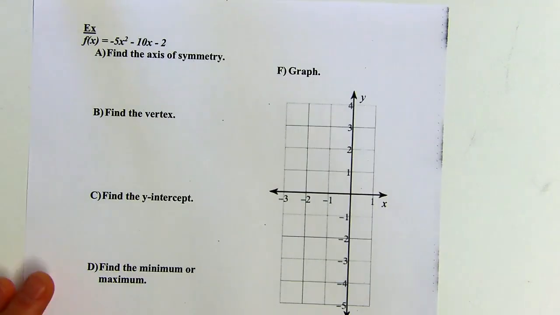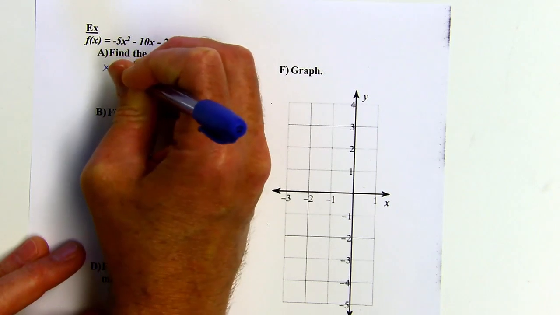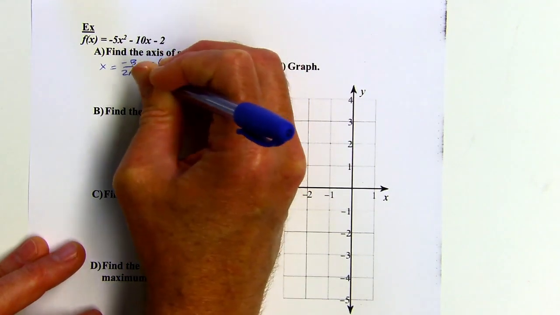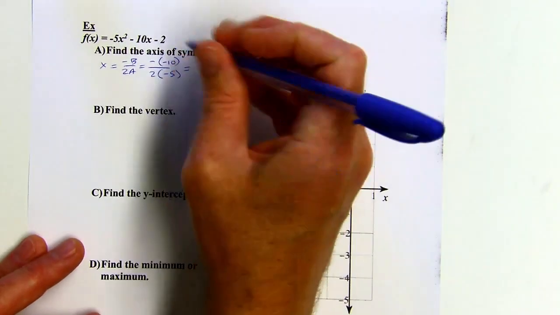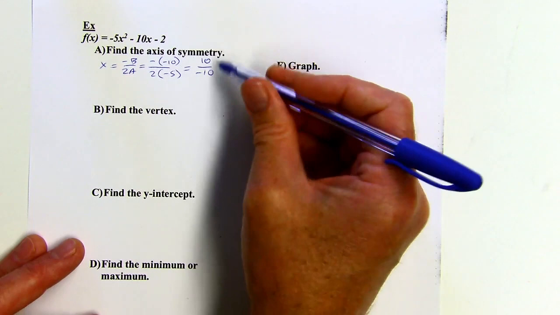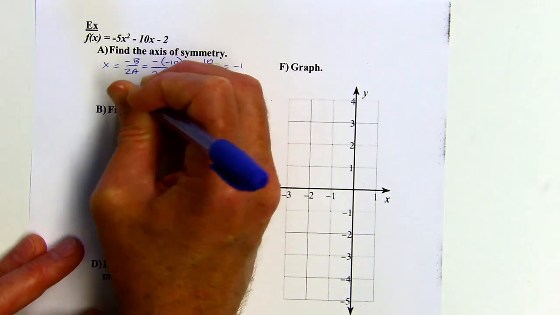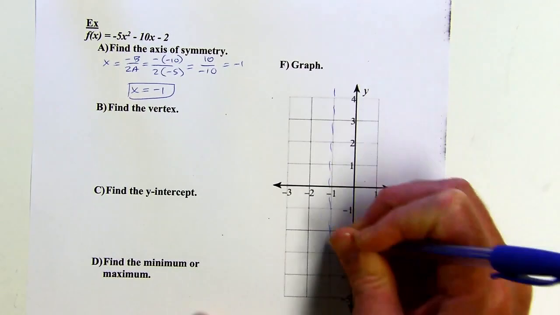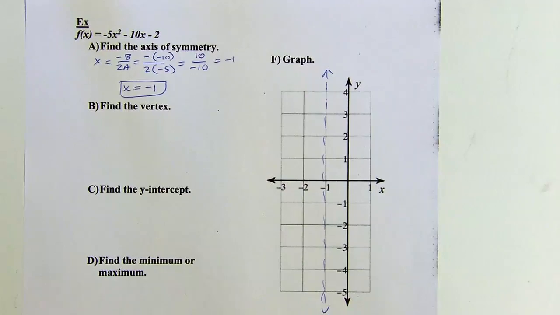So, all right, let's find the axis of symmetry. x equals -b over 2a. So the b is -10, and the a is -5. Okay, so the opposite of -10 is +10. 2 times -5 is -10. And then when you do that division, we get -1. And it's x equals -1, not just -1. Okay, so x equals -1 is going to look like this. I like to use a dashed line for the axis of symmetry. There's the middle of my parabola.